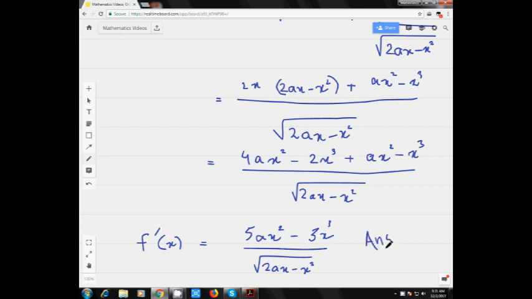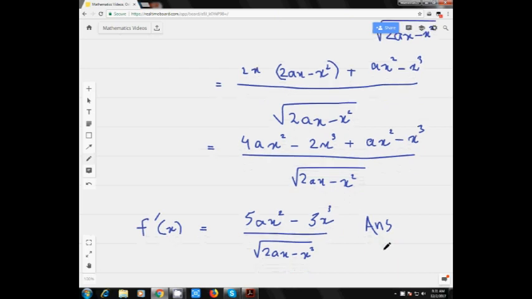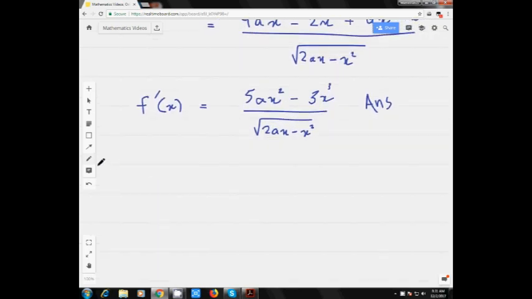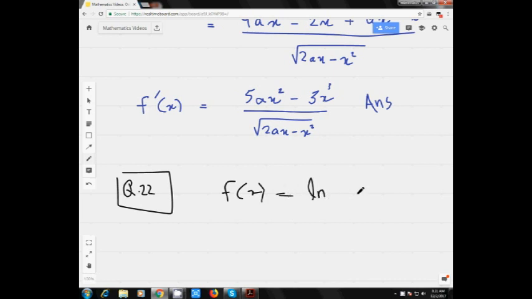We will move to the next question, and this question is also quite a simple question. f of x is equal to natural log of e raised to the power x, and the whole is divided by 1 plus e raised to the power x.